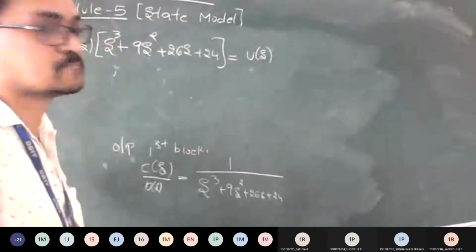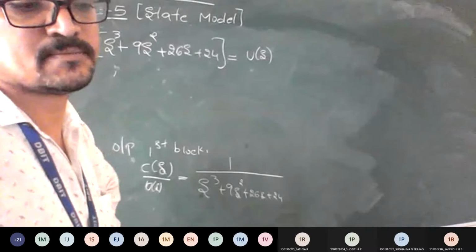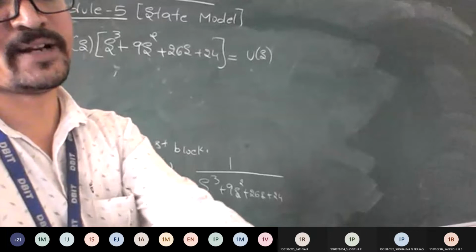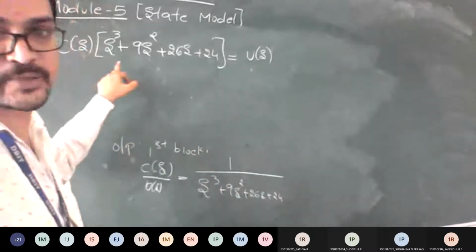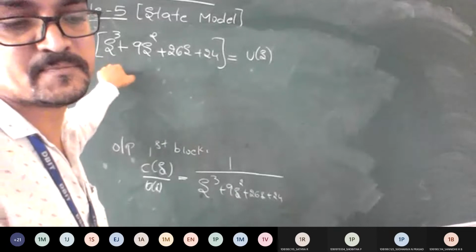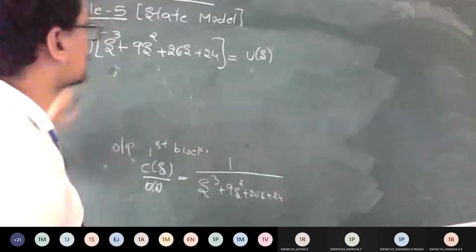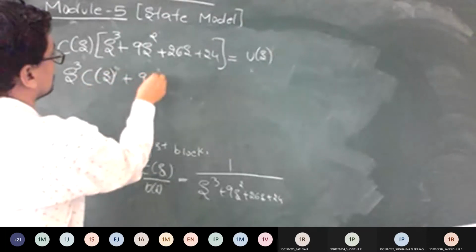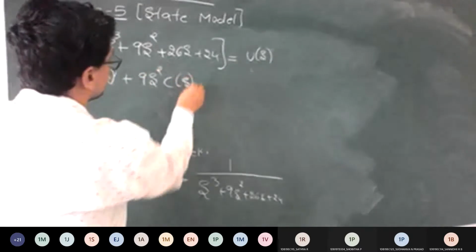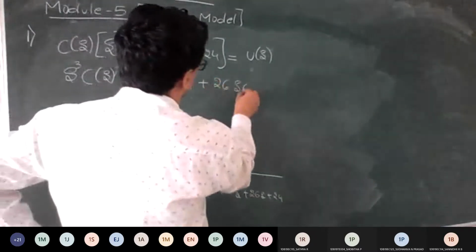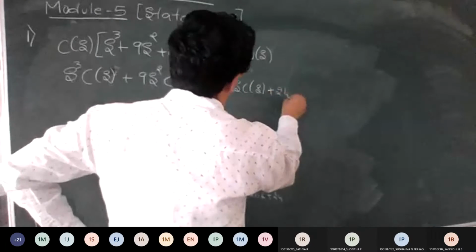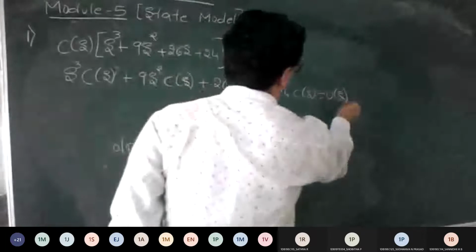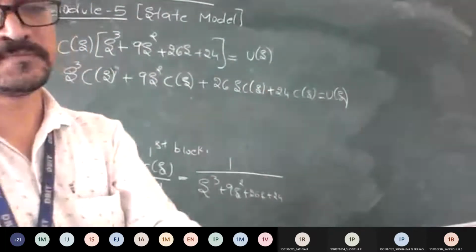Is it how it looks, guys? So now tell me what should be done next. The output is C of S according to this question. Shall I multiply the C of S inside? If you multiply C of S, how does it look? S cube C of S plus 9S square C of S plus 26S C of S plus 24 C of S is equal to U of S. Okay till here to everyone?